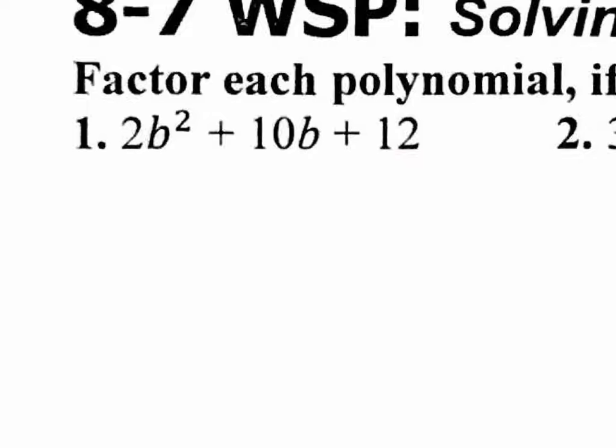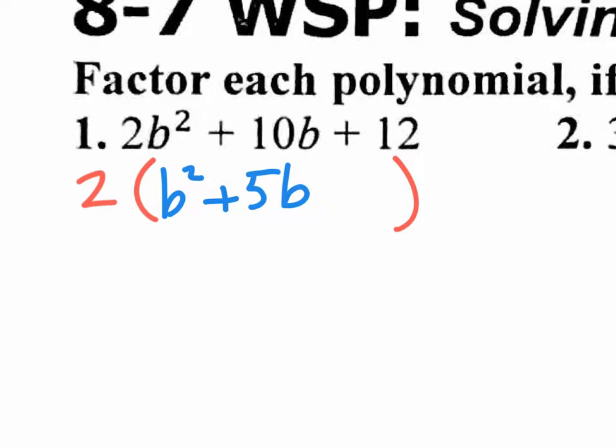So what could we pull out on number 1? 2. Right? Now, if you jumped right into it and you started doing the steps, step 1, A times C, you get 24. Think of the multiples of 24. See, you're going to be doing so much more work, because if you just take a couple of seconds and think, oh, there's a 2 in common in all these 3 terms, I want to pull out that 2, what would be left on the inside? In other words, 2 times what takes you back to the 2b squared? B squared. And then what's the next term? Plus what? 5b.